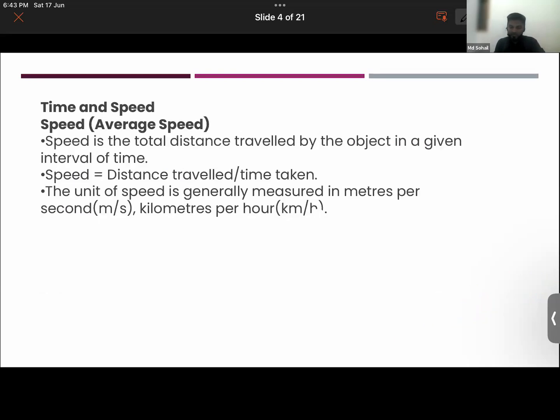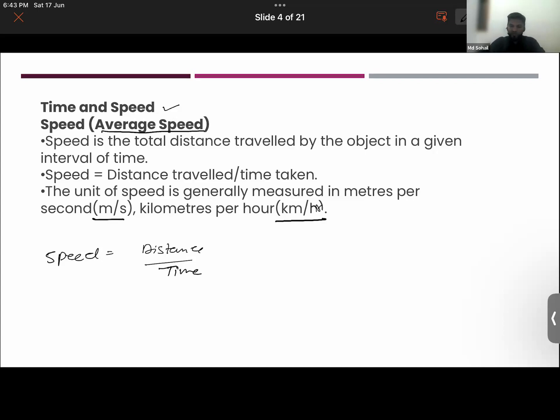So we also talked about time and speed. Speed, that is the average speed. Speed is nothing but the total distance traveled by the object in a given unit period of time. We calculate it simply by dividing distance by time. That is how you get the speed. The unit of speed is generally measured in two units. One is meter per second and the other one is kilometer per hour.